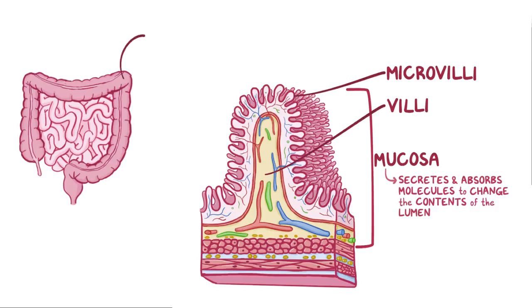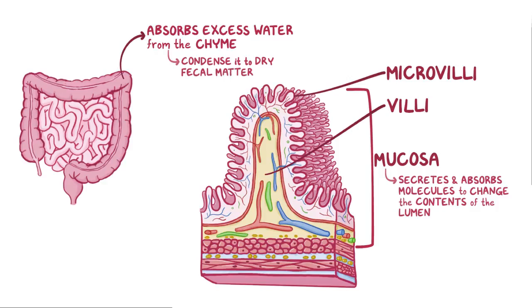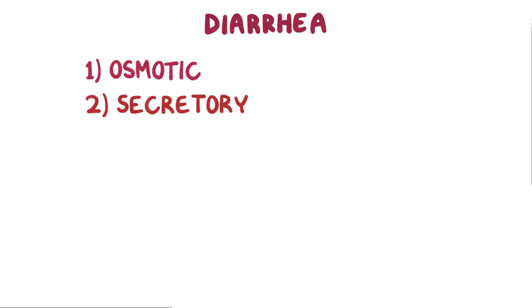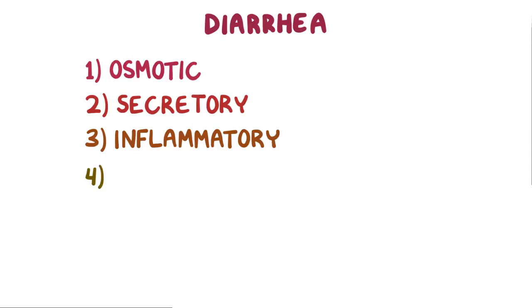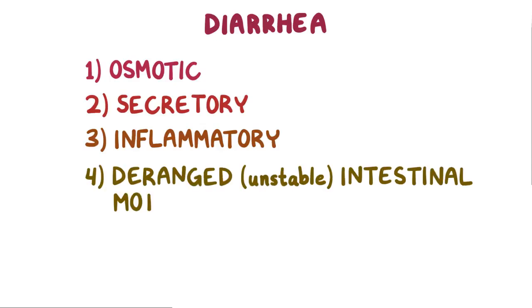The large intestine mainly absorbs excess water from the chyme, and that helps condense it into dry fecal matter, which eventually ends up in the rectum. There are four main causes for diarrhea: osmotic, secretory, inflammatory, and diarrhea associated with deranged or unstable intestinal motility.